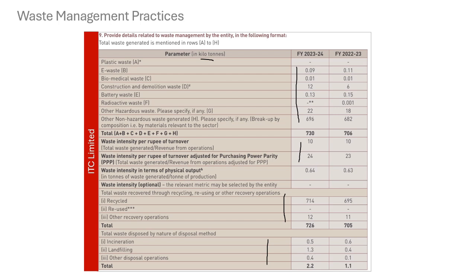Actually, the SEBI guidance requires the recycling and disposal details also to be given category wise. But one can imagine the amount of effort required and the costs incurred to segregate and weigh each category of waste separately.